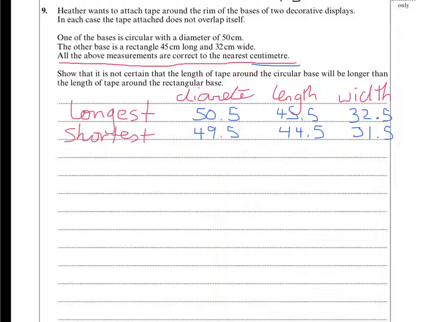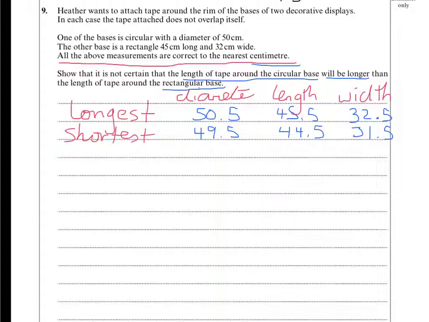Oh, let me start again. So it asks you to show that it is not certain that the length of the tape around the circular base will be longer than the length of tape around the rectangular base. So they're saying that the length of tape around the circular base is longer than the length of the tape around the rectangular base. So we want to show that it's not always certain that that is the case.